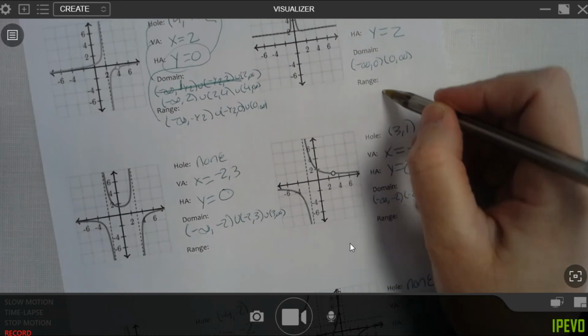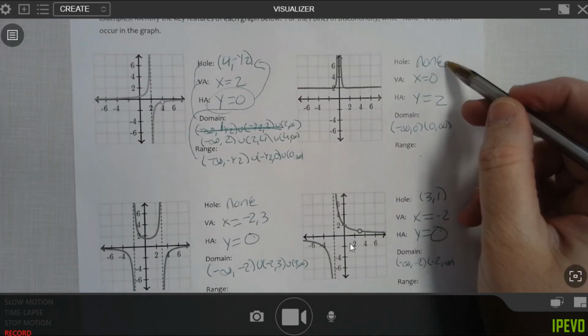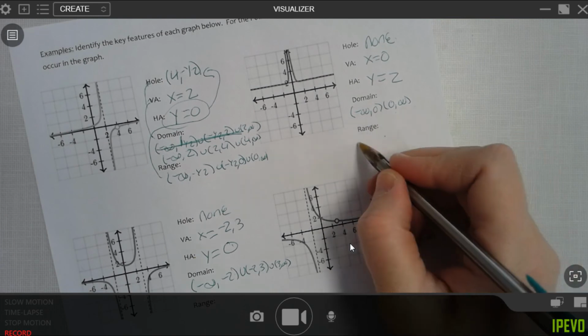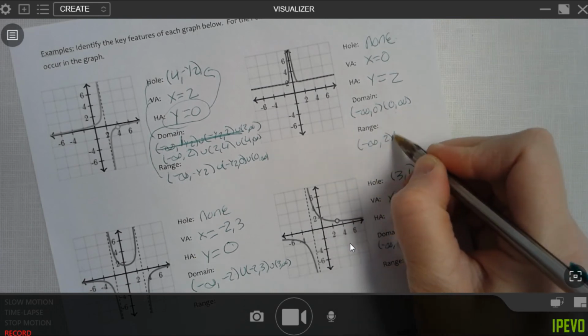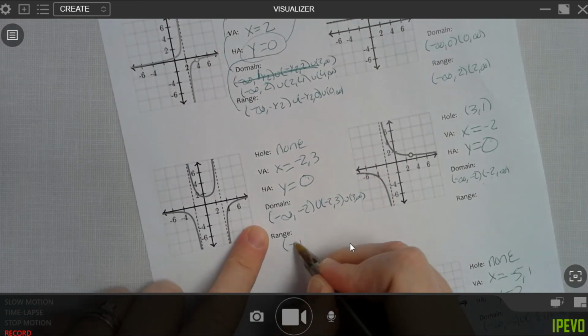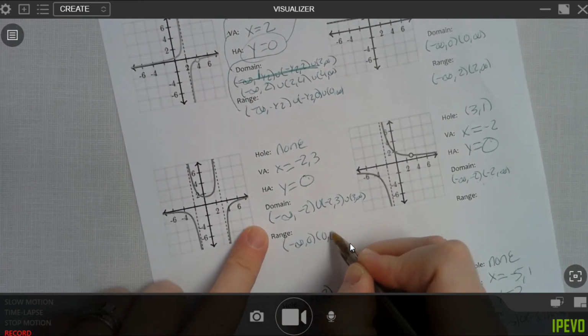Range are all your y values. So it's your horizontal or the y value of your hole. So I just have to exclude 2. So it's the same pattern, but you put 2's where the 0's are. Negative infinity to 2, 2 to infinity. So this one I'm going to exclude 0. So negative infinity to 0, 0 to infinity.